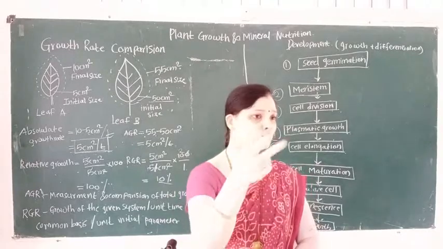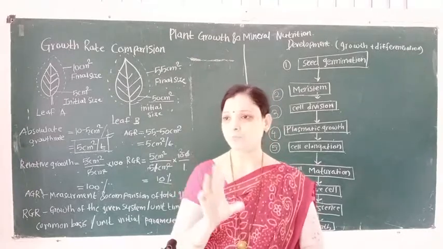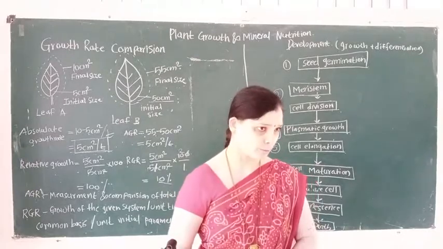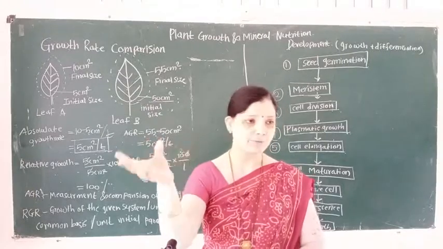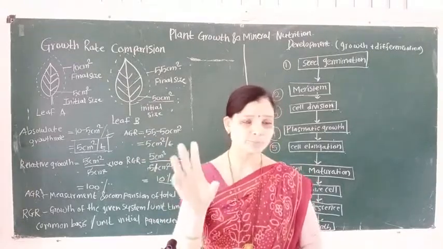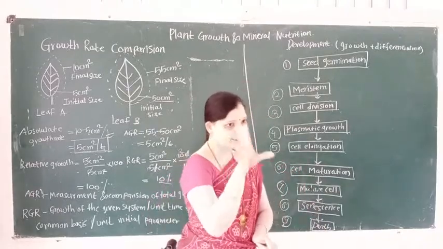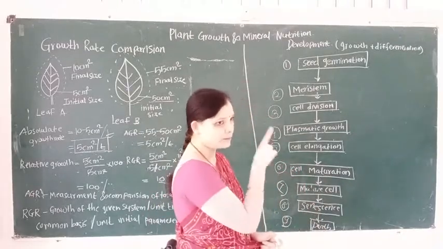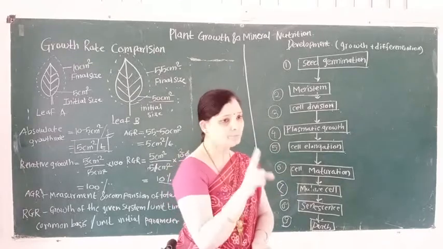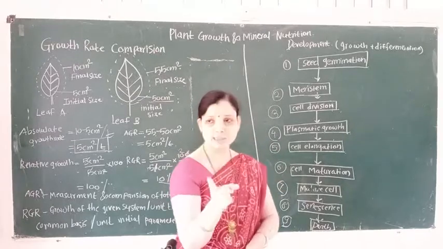After mitosis, 2 daughter cells are formed. After meiosis, 4 daughter cells are formed. Karyokinesis means division of the nucleus and cytokinesis means the division of the cytoplasm. So here we remember this point: seed germination. After seed germination, a seedling forms.